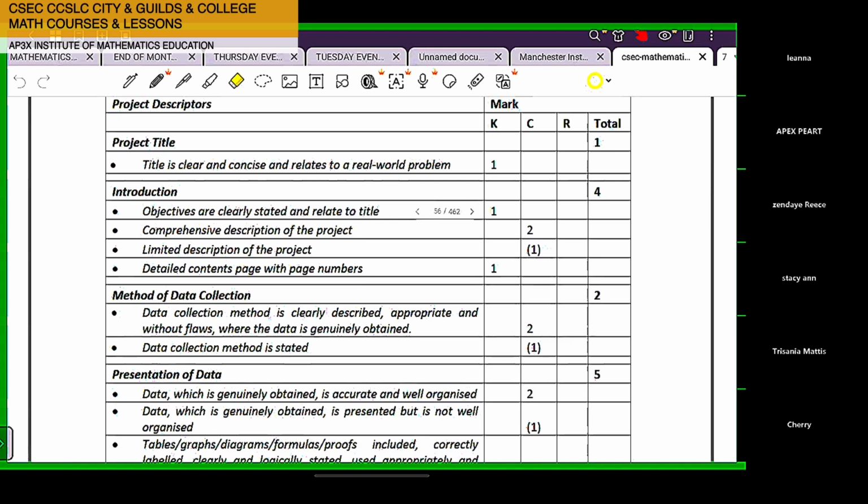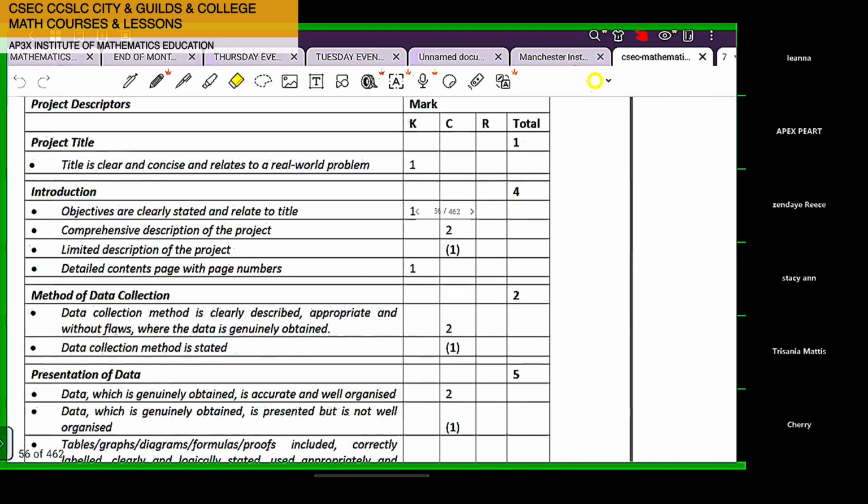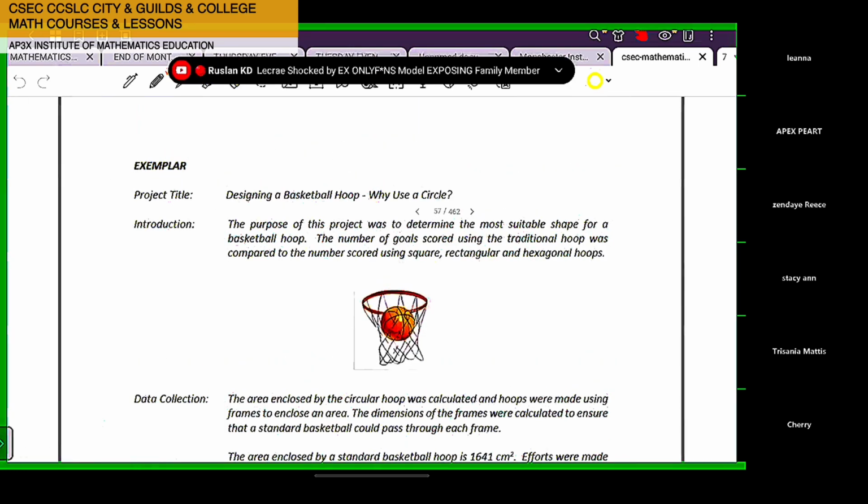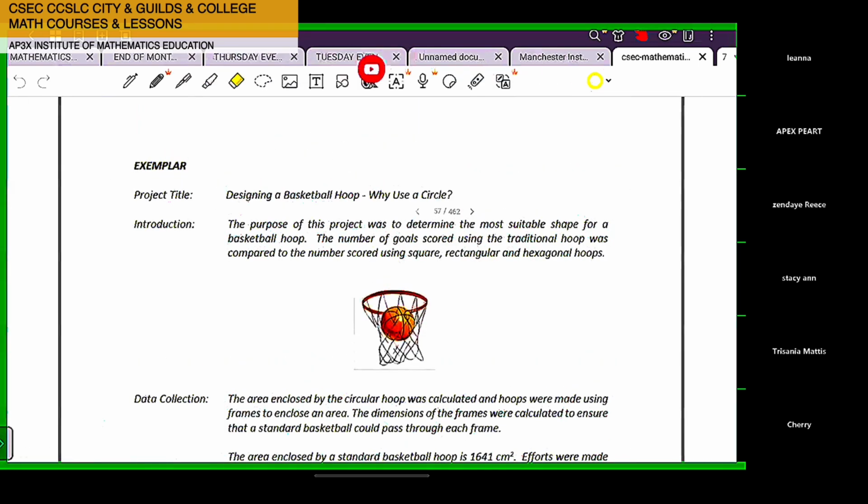All right, so let me get onto a blank sheet. Okay, let me just scroll across. So here's an example. I don't really like this example. It's just the one that came from the CSEC website. This is just when CSEC started issuing out SBAs. So please don't pay too much attention to it, right? I'm just using it as a guide.